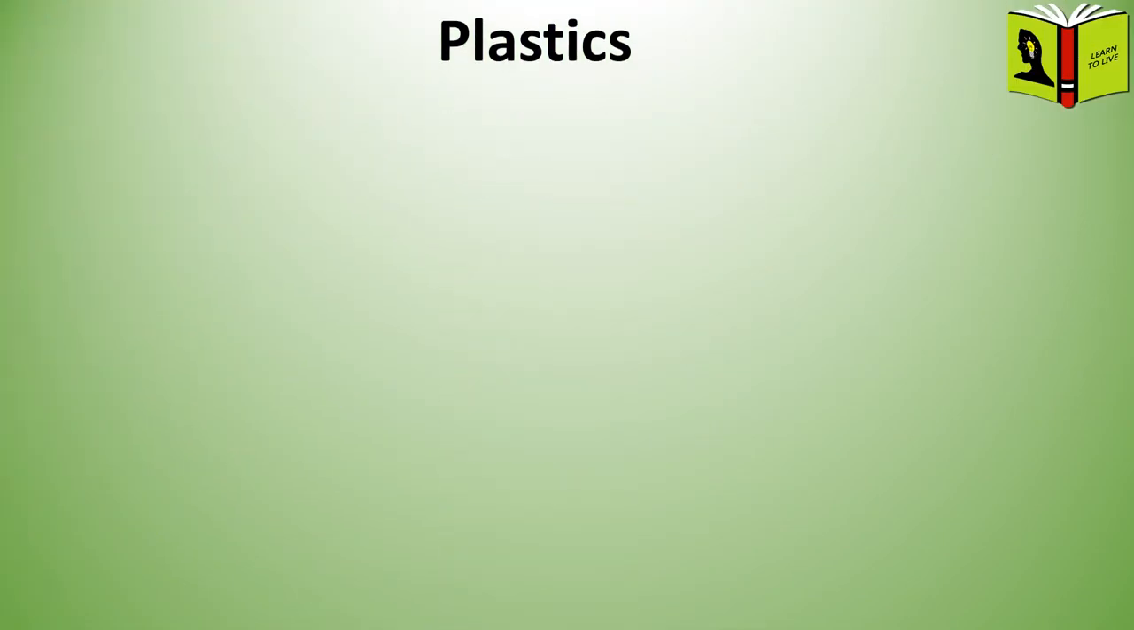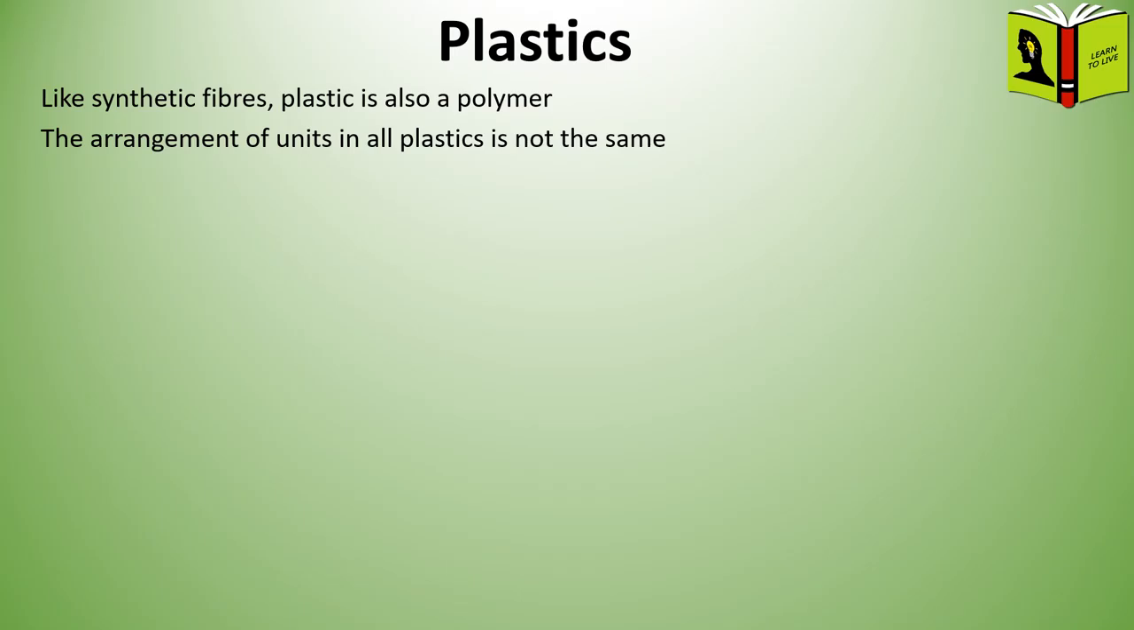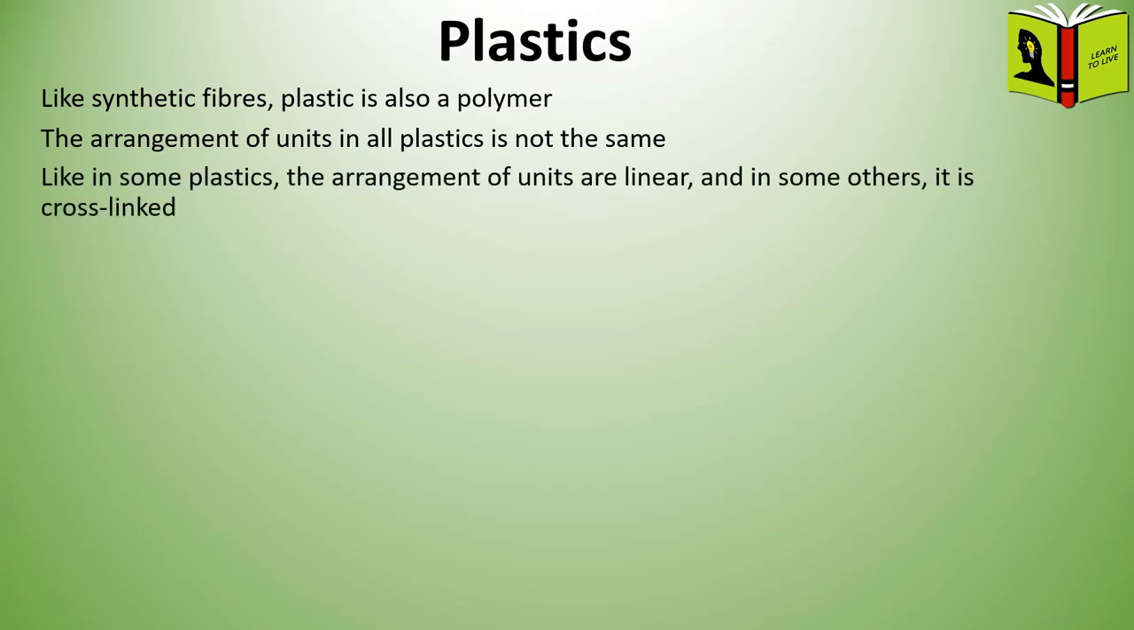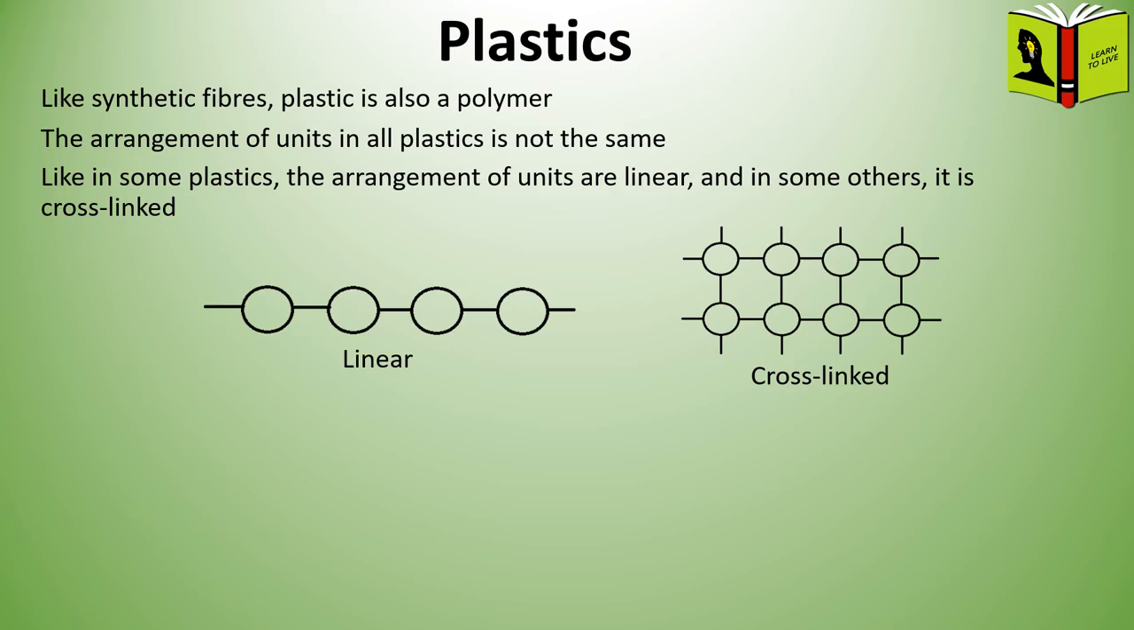Let us now learn about plastics. Like synthetic fibers, plastic is also a polymer. The arrangement of units in all plastics is not the same. In some plastics, the arrangement of units is linear, and in some others, it is cross-linked, as shown below.